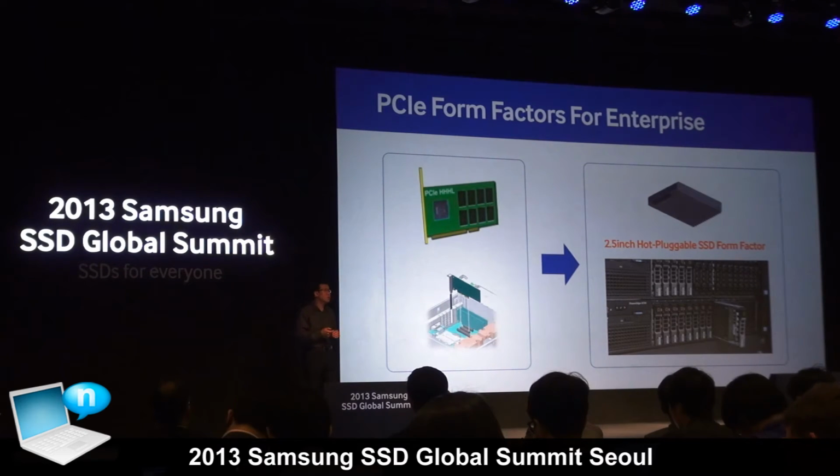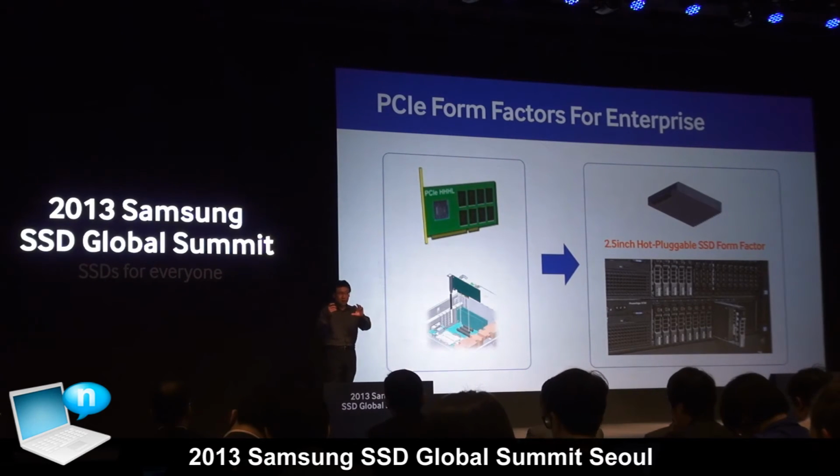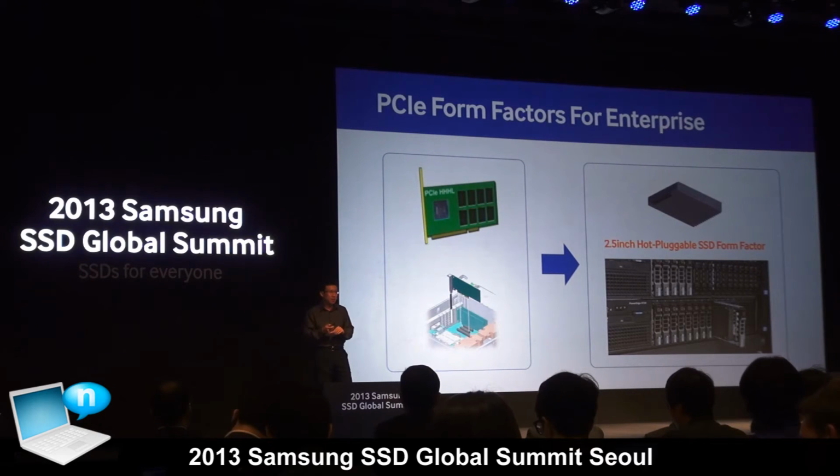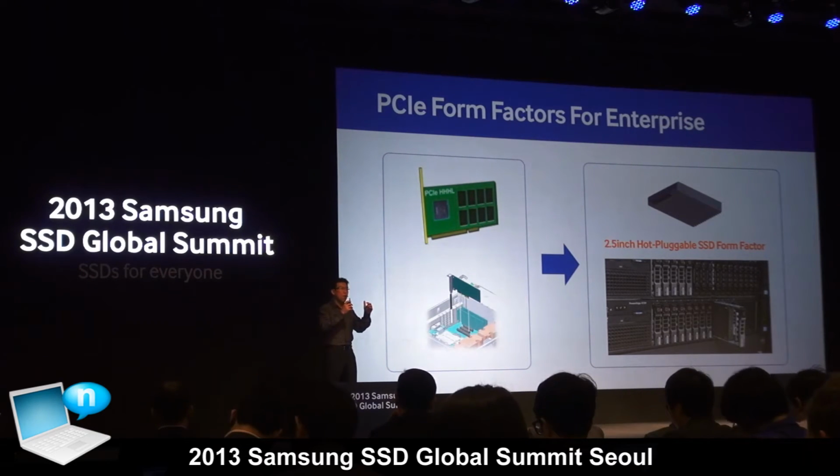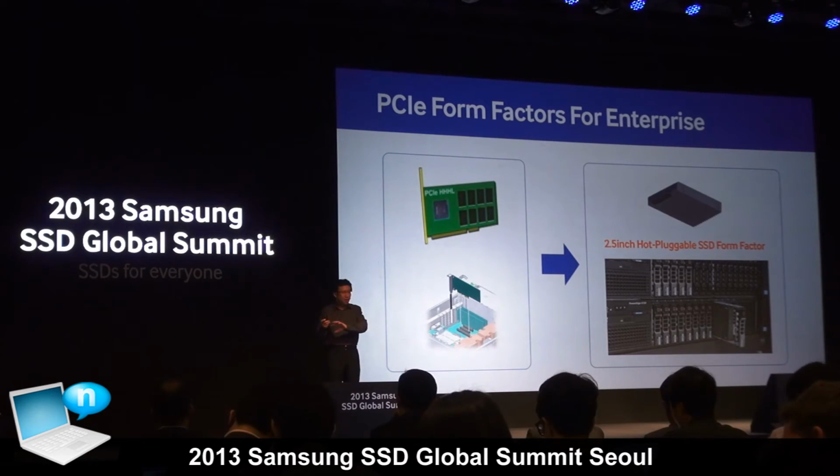So it's 2.5 inch based, and this connector and this type of server is compatible with the SATA and SAS interface as well. So we are supporting backward compatibility as well as the PCI interface. And this one also supports 4 lanes of PCI interface, providing 4 gigabytes per second sequential performance.